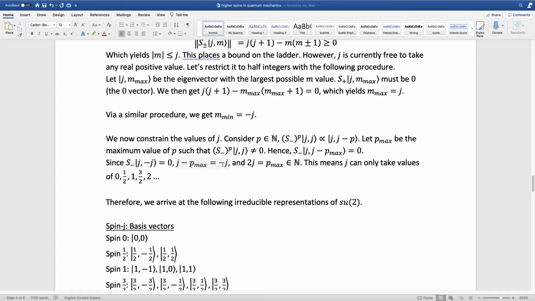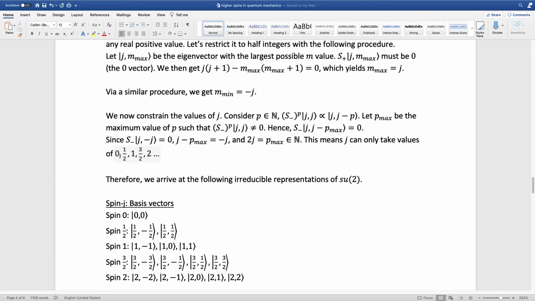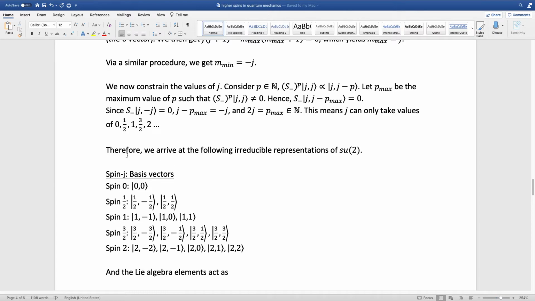Now since we know that j, minus j is annihilated, that means that j minus p max equals minus j, because the lowering operator s minus is invertible, acting on the vector space. So these two vectors must be identical, so they must be labeled by the same index. And that means that 2j equals p max, which is a natural number. That means j can only take half the natural numbers, namely 0, 1 over 2, 2 over 2, 3 over 2, 4 over 2, and so on. So j can take any natural number divided by 2. And therefore, we arrive at the following set of irreducible representations of SU2.